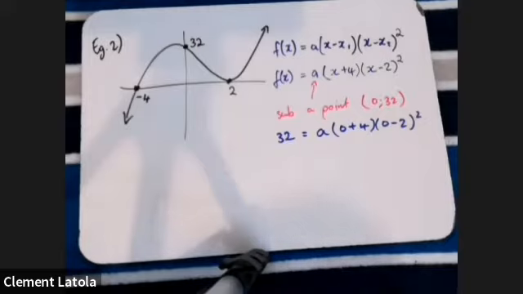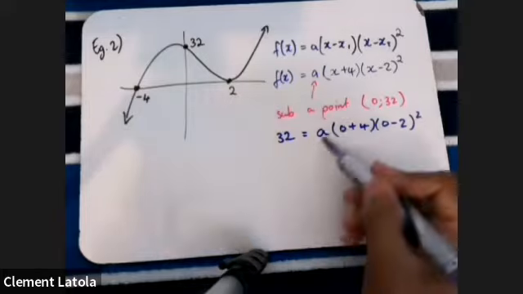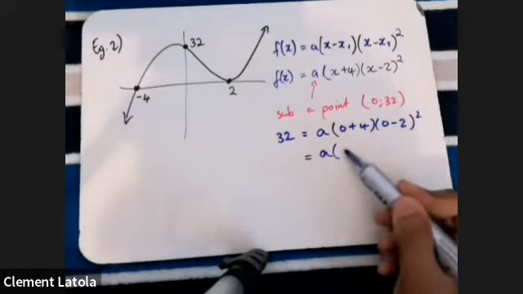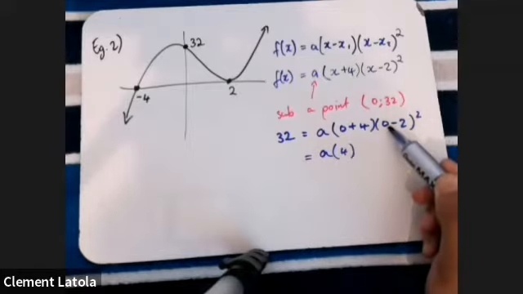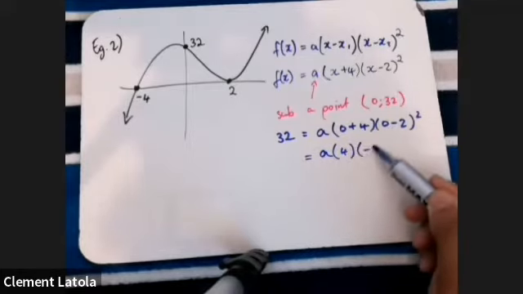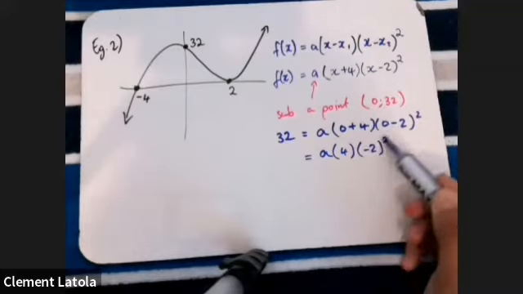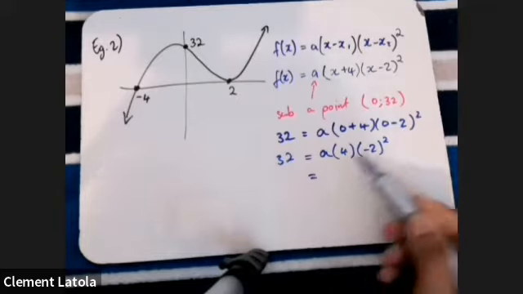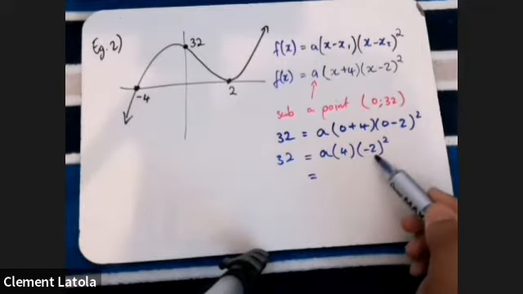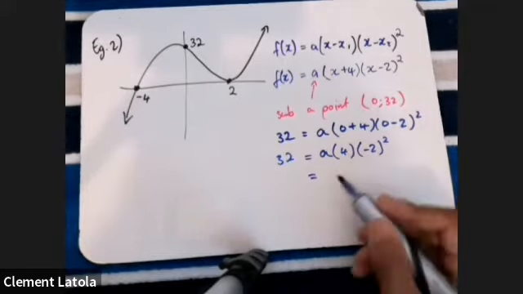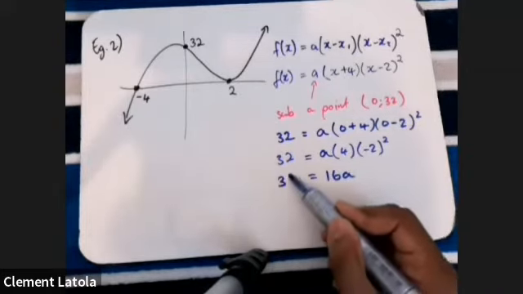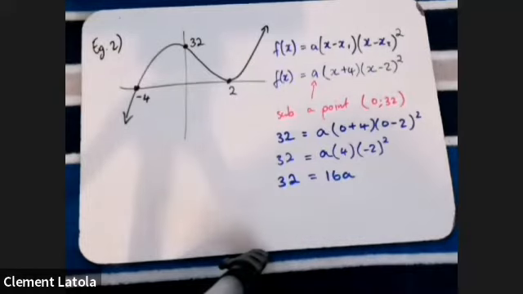Right. So let's go ahead and simplify this. 0 plus 4 is just 4. 0 minus 2 is just -2. And I guess if you square that, that's also going to be 4. So can we do that in the next step? Let's square this, so it's 4. And then 4 times 4 is 16. So this is 16a. And this is 32 on the left-hand side.